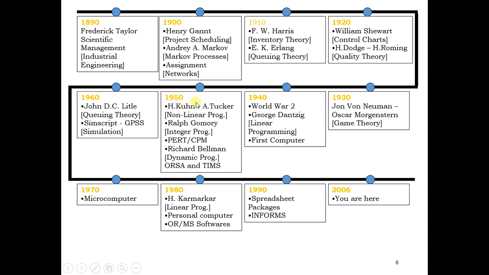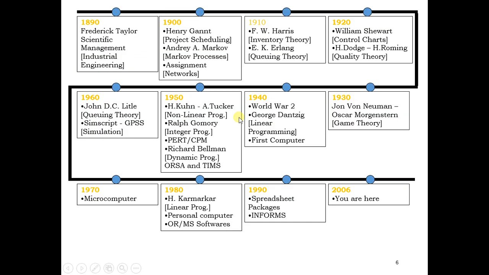In 1950 the Kuhn-Tucker conditions for nonlinear programming were invented, and the PERT and CPM models were proposed. Because of the PERT and CPM models, the cost of the budget or the cost of the project was reduced a lot, and it was used in the 1940s in World War II. And then game theory was proposed by John von Neumann.